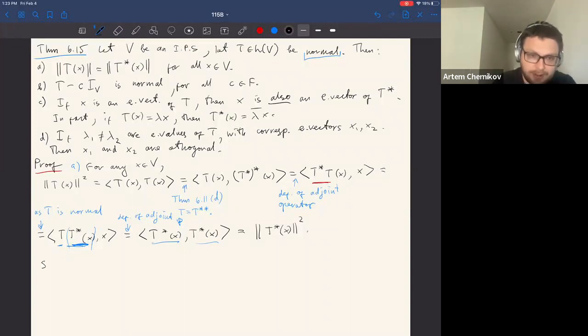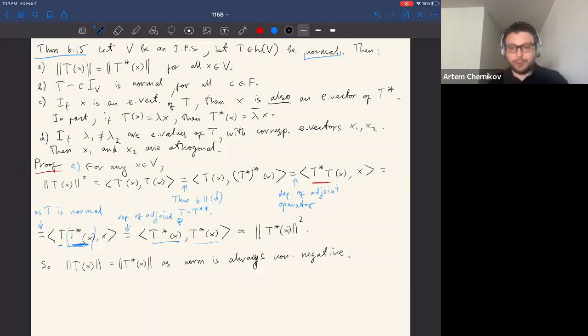So the conclusion is that the squares of the norms are the same. But then the norms are also the same. So the norm of T of x is equal to the norm of T star of x, because the norm of a vector is always non-negative. Remember, this is one of the properties of norms. So if the squares are equal, then the norms themselves are equal. Okay, so this gives the first property, A.